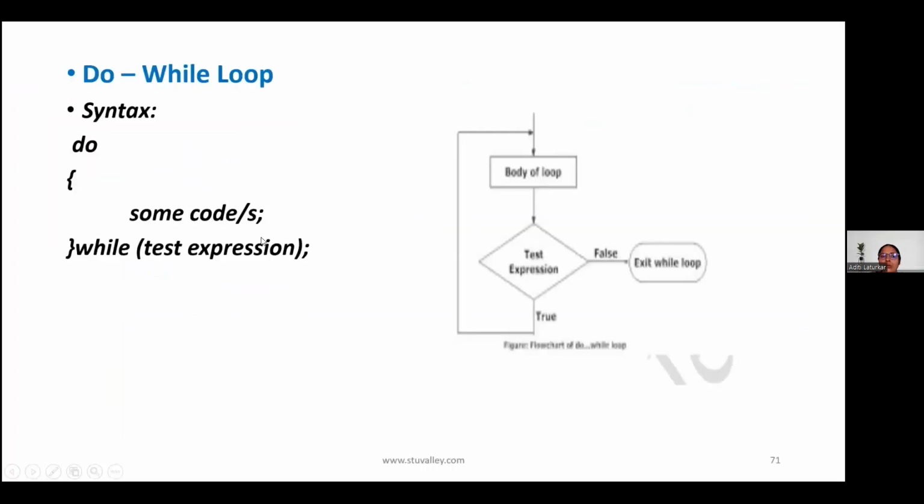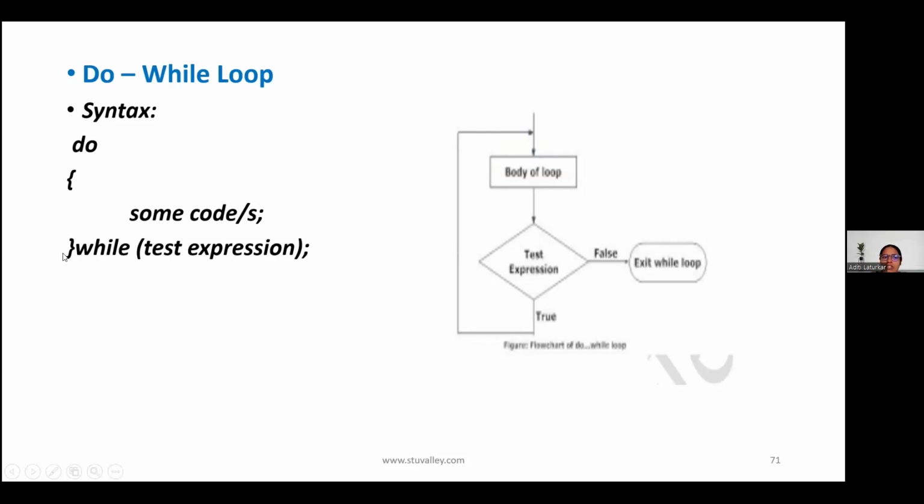So in the do while loop, we first see the do statement, then some code, the block of code. At the end, the while statement is there with the test expression, and only this do while loop ends with a semicolon. This is the only loop which ends with a semicolon. The other two loops do not end with a semicolon. Only the do while loop will be the one which ends with the semicolon.